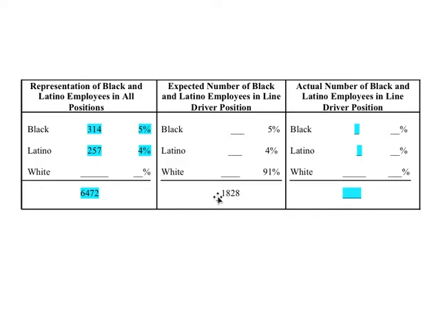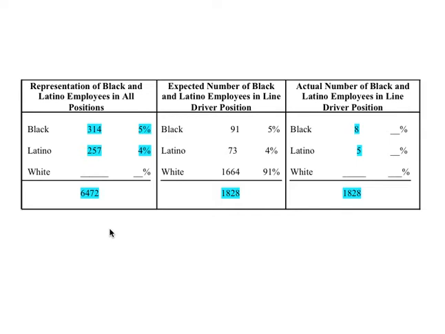This actually should be highlighted in blue. The blue highlights represent numbers that are in the case that they don't have to figure out. Okay, so once you know that this is 5% and this is 1828, you can multiply the two and figure out that this is the actual number of people you would expect to have in that position if you were hiring at a 5% and 4% level. So you're pretty close to being done. This is not that hard, right?